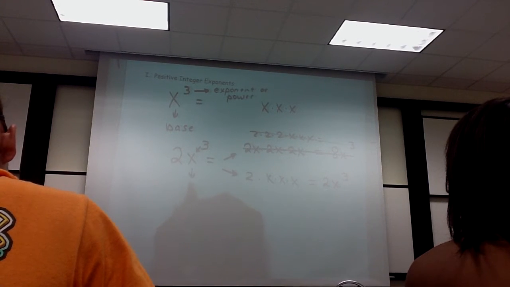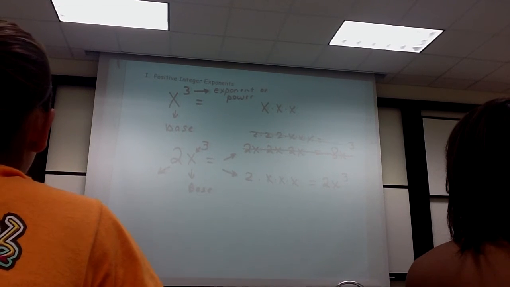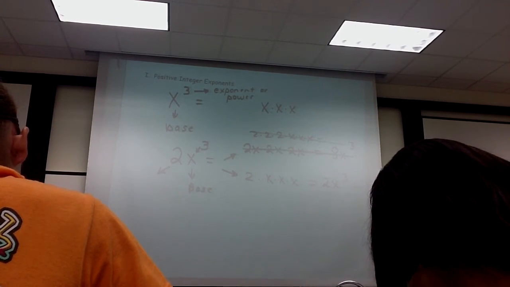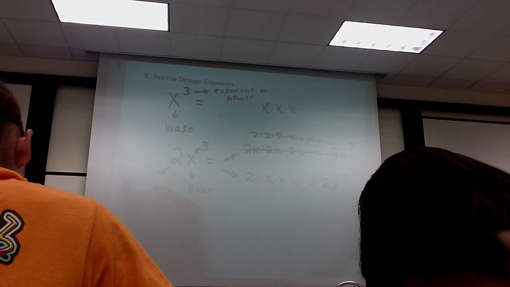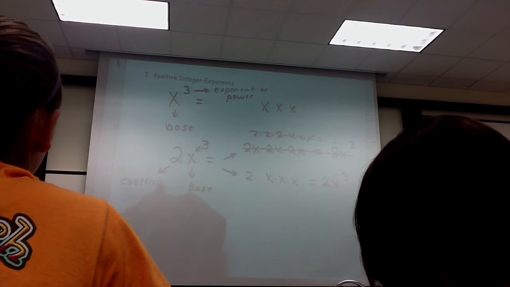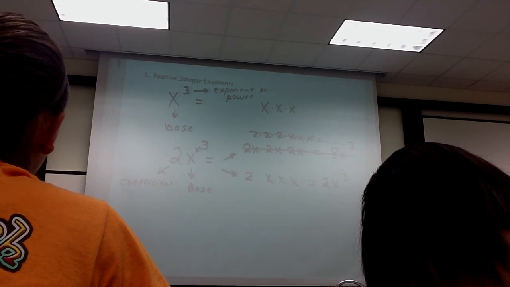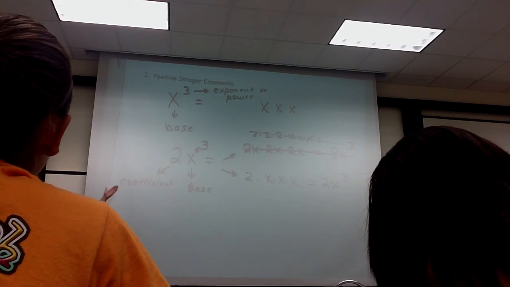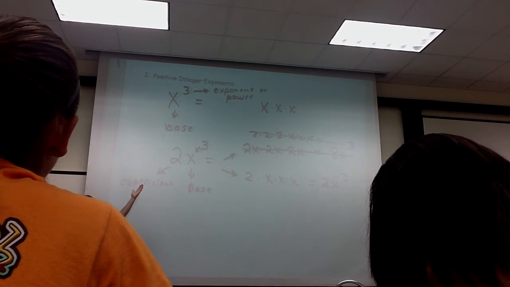That's my base. Which raises the question, then, what's the 2? Coefficient. Coefficient. Very good. Coefficient, an ancient Greek word that means the number that goes along to the right.